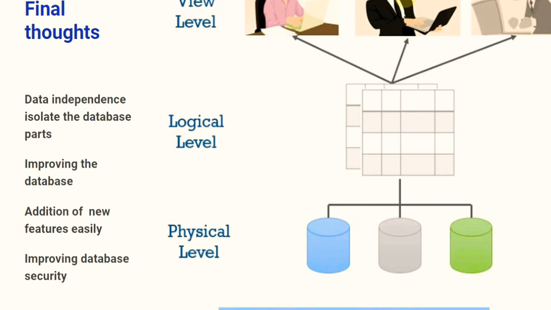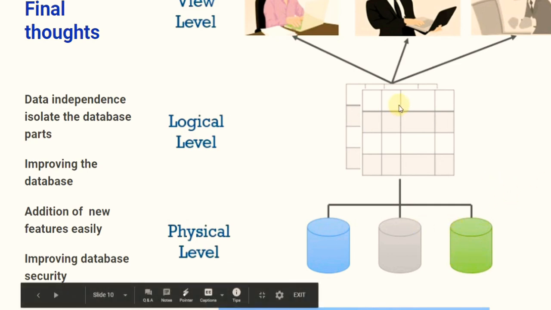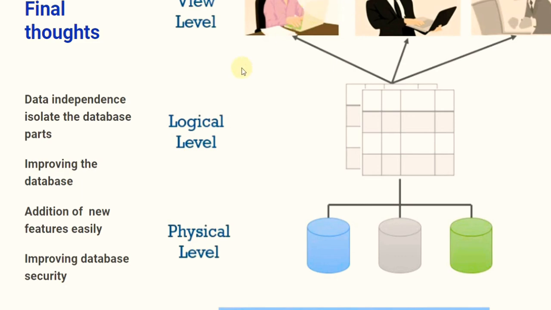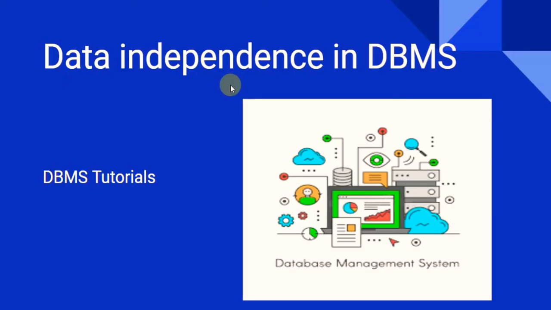Data independence helps us isolate the database, because the database is divided into three levels of architecture. Changes in the physical level will not affect the logical level, and changes in the logical level will not affect the view level or external level. It is the biggest advantage of a database. So that's all about data independence.